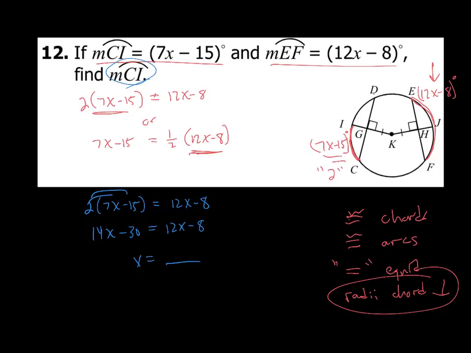What do they want? They want the measure of CI. CI is right here. So I guess when I'm done, the measure of CI, arc CI, is going to be equal to 7 times that value of x minus 15. So this is pretty much a done deal.